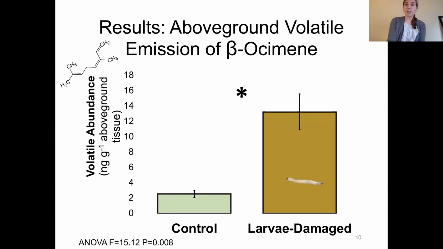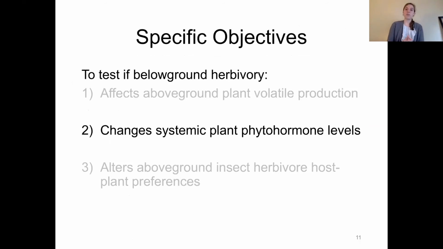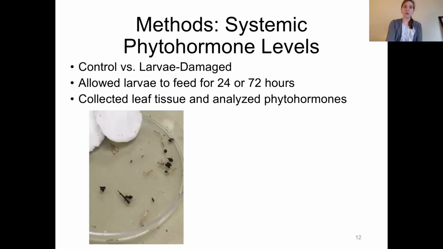This was a really interesting finding to us, to see the volatile profile change significantly in response to this below ground damage. So we wanted to follow this up by looking at systemic plant phytohormone levels. Again here, we were comparing control and larvae damaged plants. For this particular experiment, we allowed the larvae to feed for either 24 or 72 hours. Pictured on the left, you can see a petri dish containing some of these larvae that we would place on the roots of plants and then compare those larvae damaged plants again to the controls. Here we collected leaf tissue and analyzed these for phytohormones.